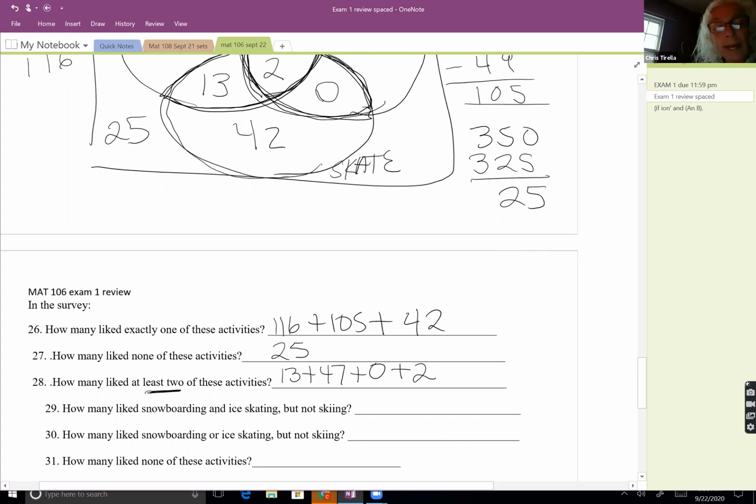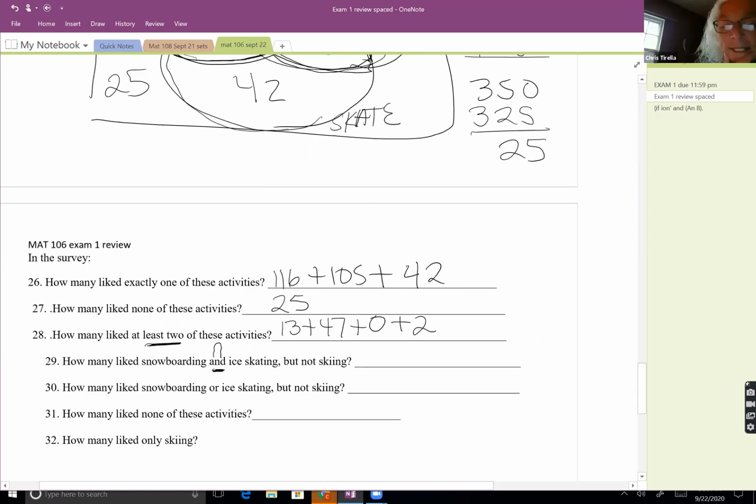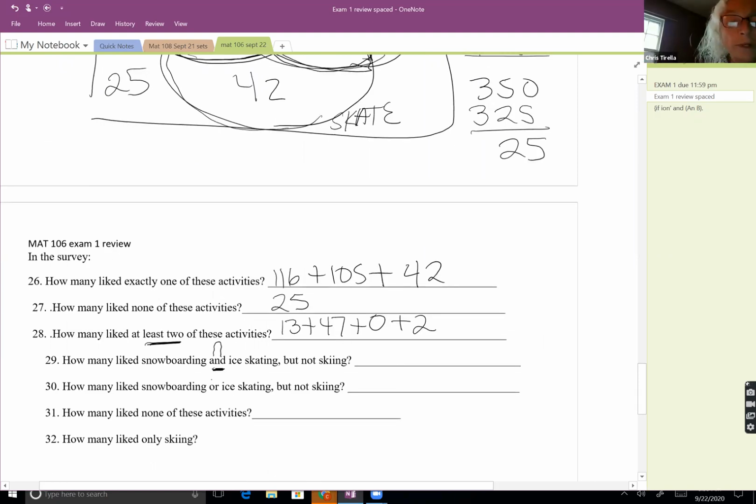Snowboard and ice skating. The word "and" works like the intersection. So we want the intersection of snowboarding without ice skating. I thought "and" was union. And is intersection, or is union. With and, both have to be true at the same time. It's a logical and. Or can be one or the other or both. So or is union, and and is intersection.